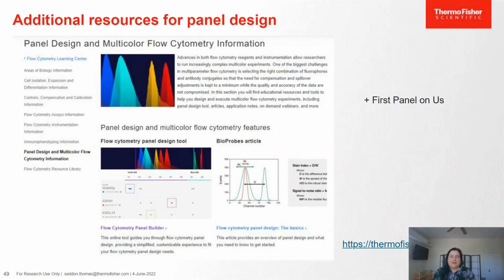So in terms of additional resources for panel design, Thermo Fisher has a number of options. We have the First Panel on Us program. So that's something where you can reach out to get help with designing your panel. There are also a lot of really good tools online. Looking at either conventional or spectral cytometry, the panel design tools let you see where these spectra are, and if you already have a certain number of antibodies in your panel, it's able to deal with that. So you could say, I already have these 10 antibodies, and now I want to add these other 5, and it will provide recommendations.